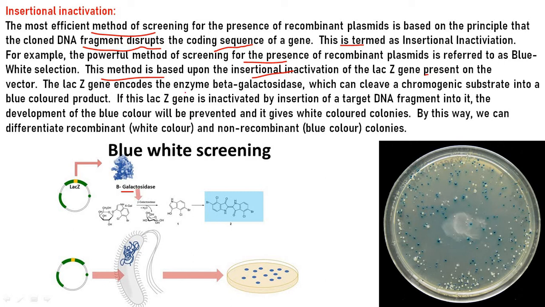The lacZ encodes for the enzyme beta-galactosidase, which can cleave the chromogenic substrate into a blue-colored product. If the lacZ is inactivated by the insertion of a target DNA fragment into it, the development of the blue color will be prevented and it gives white-colored colonies. In this way, we can differentiate the recombinant white colonies and the non-recombinant blue-colored colonies. I think you got this idea.